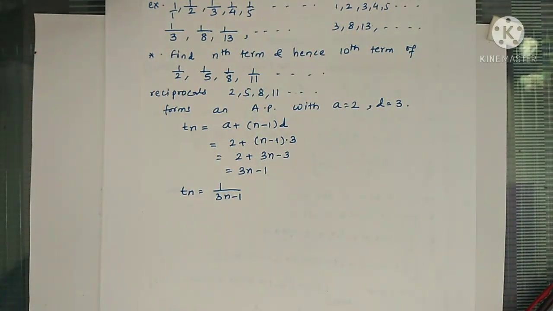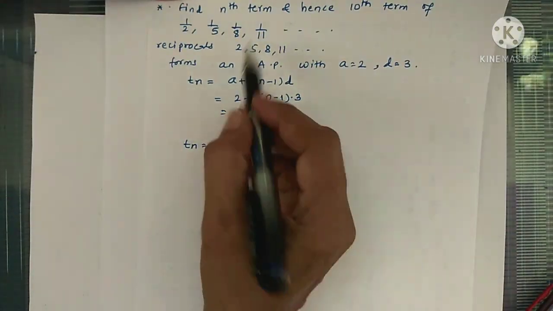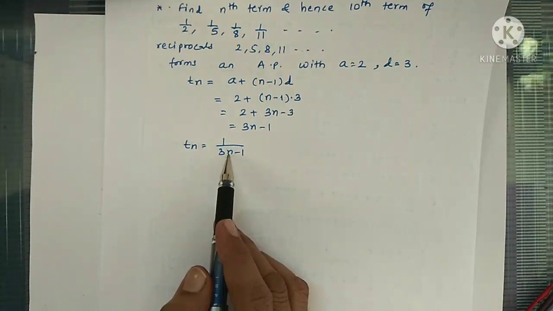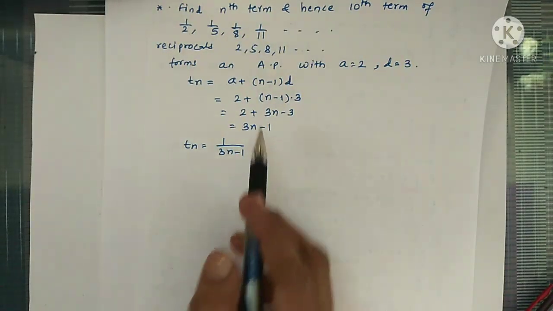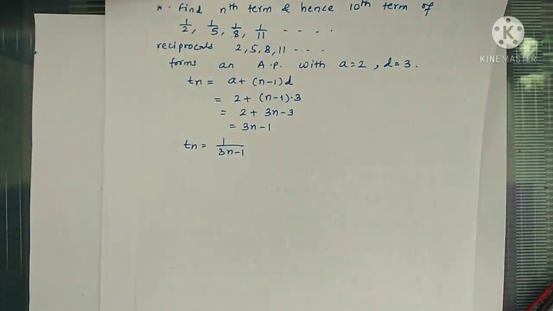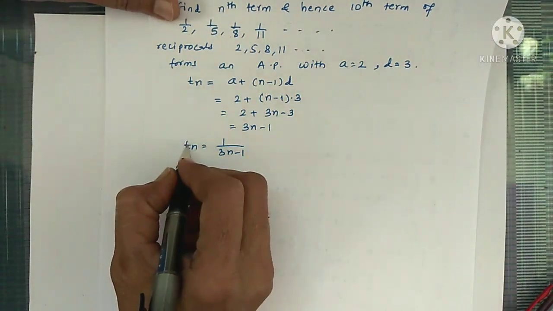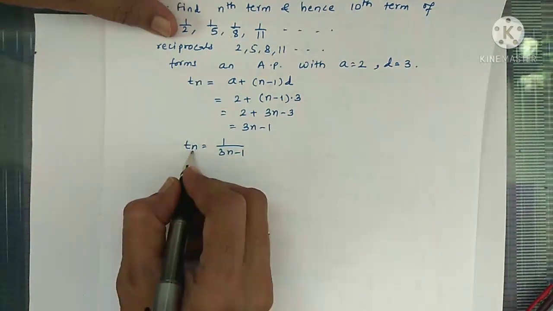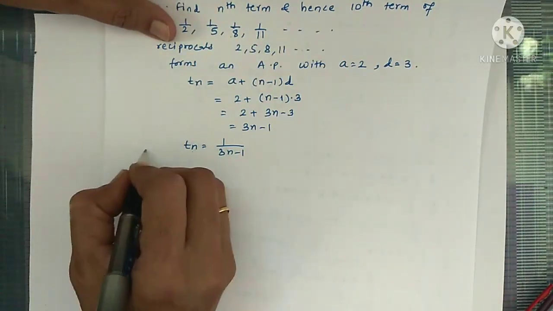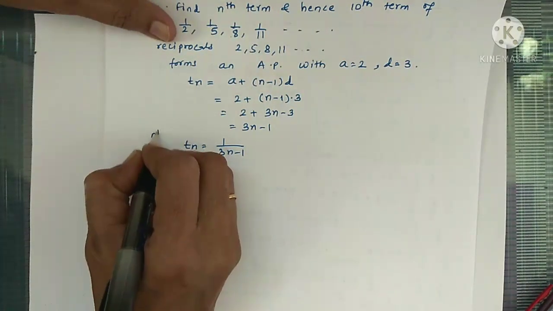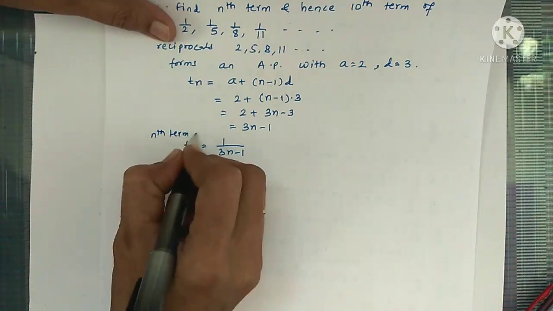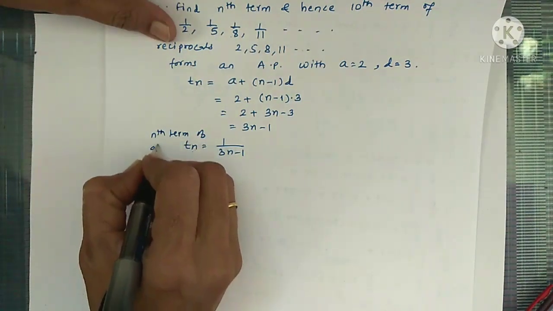We can verify this. Let's put n equal to 3 and check whether we get the third term or not. If we put n equal to 3, 3 into 3, 9 minus 1 is 8. So 1 by 8 is the third term. So we can verify that. This is the nth term of the AP and this is the nth term of the given sequence.